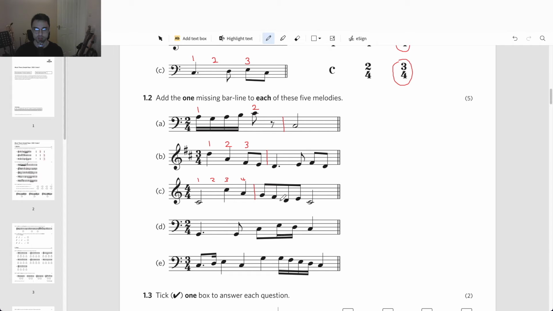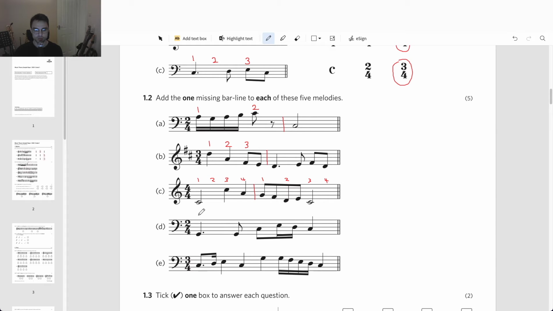And let's check that this adds up to 4. Quaver plus quaver equals a crotchet, so that's 1. Quaver plus quaver equals a crotchet, so that's our second beat. And then we have 2 beats there, 3 and 4. Nice. Okay, example D. We are in the time signature of 2/4.